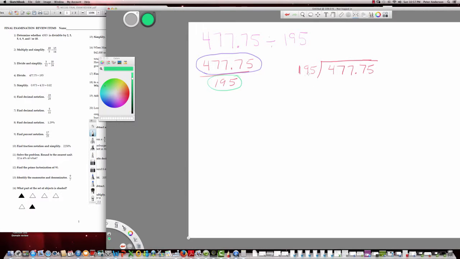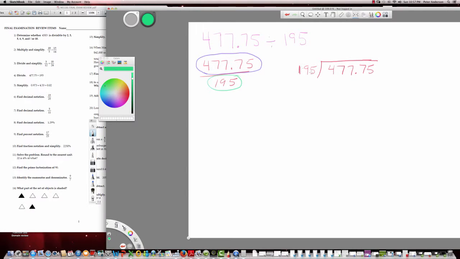Okay, how do we go about solving this? Well, when we divide, we say, how many times does 195 go into 4? Well, it doesn't, right? So then we go to the next digits. We say, how many times does 195 go into 47? So we add another digit to it. Again, 195 does not go into 47, so we go to the next digit. So how many times does 195 go into 477? Aha! Well, that does work.